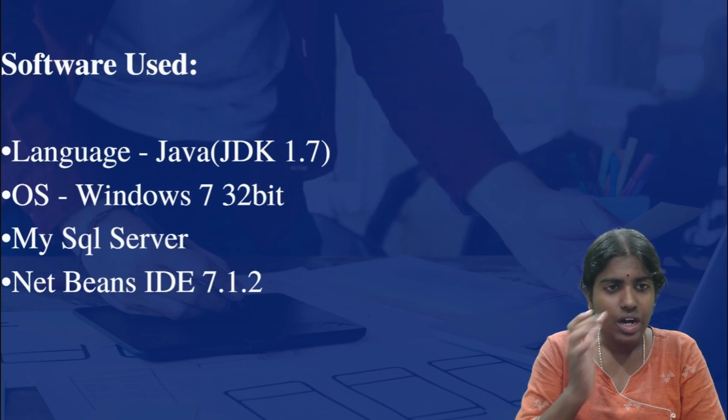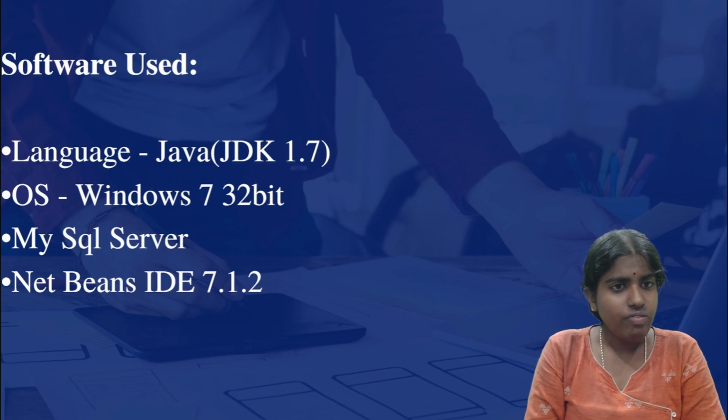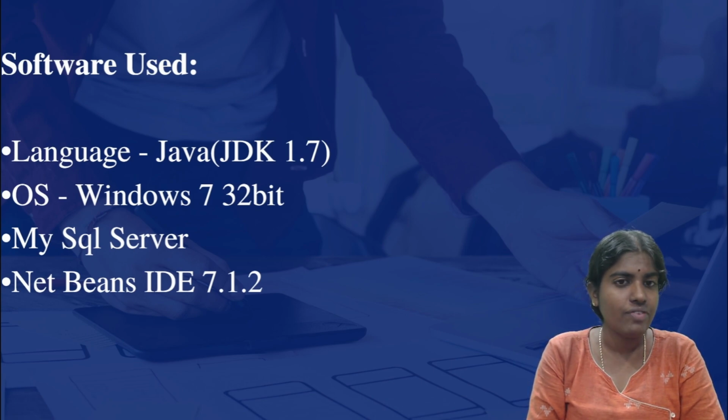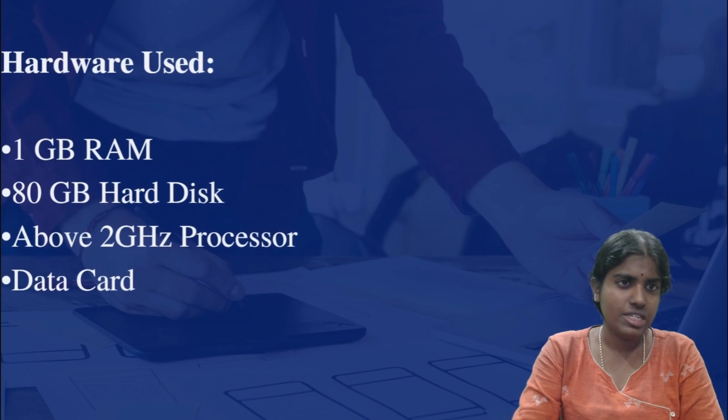What are the different hardware and software requirements that are essential to do this project? Everything is developed using the Java language, the entire public auditing project. I require JDK 1.8 and JRE 1.8. These two are the requirements and everything is developed on a Windows 7 32-bit operating system. I require a MySQL server and everything is developed using the NetBeans IDE.